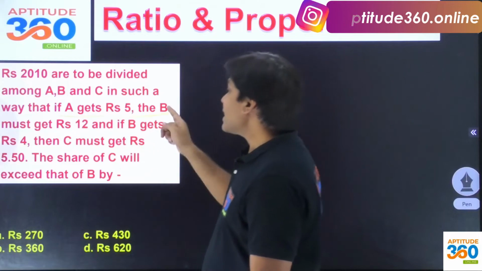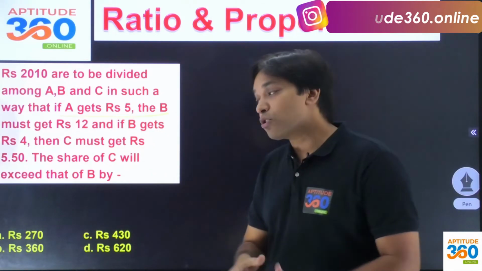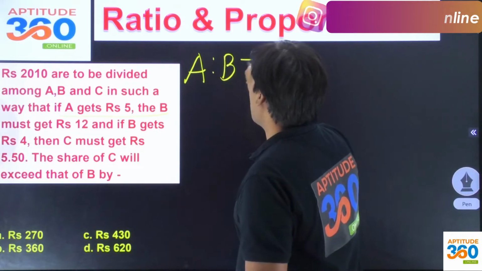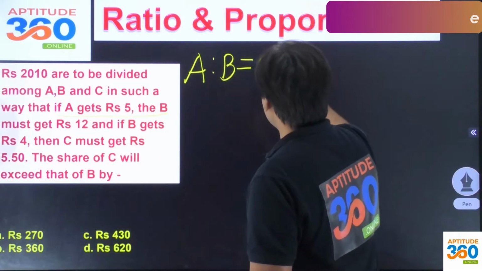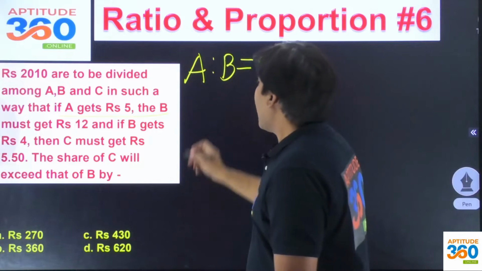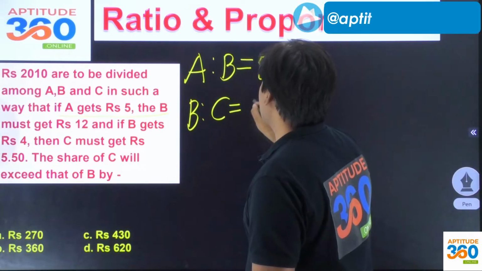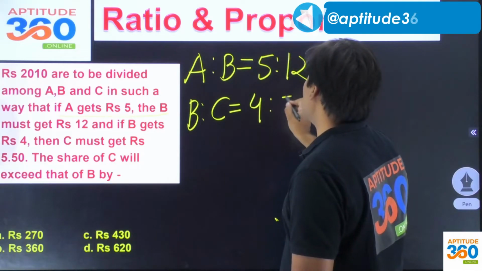If A gets this, then B must get this. So what does that mean? A and B, their amounts are in the ratio of 5 and 12, isn't it? And if B gets 4, C must get 5.5. So this is to 5.5.